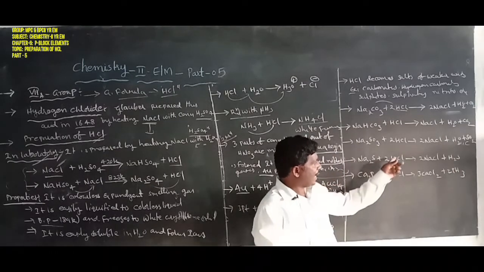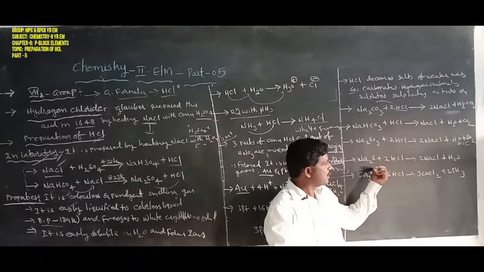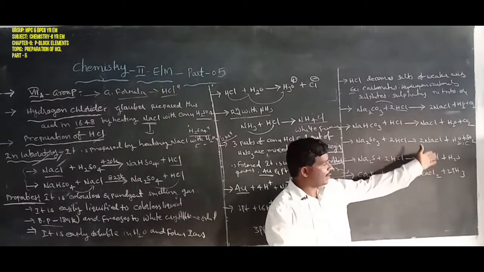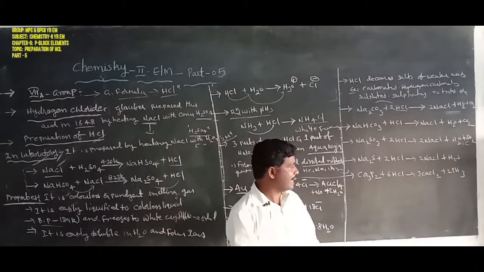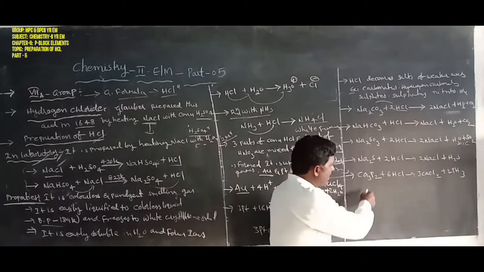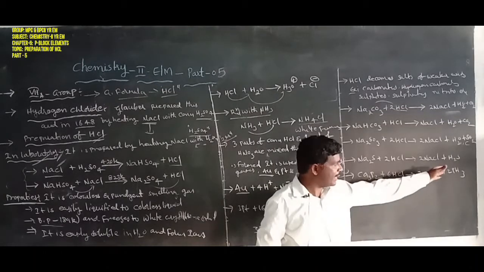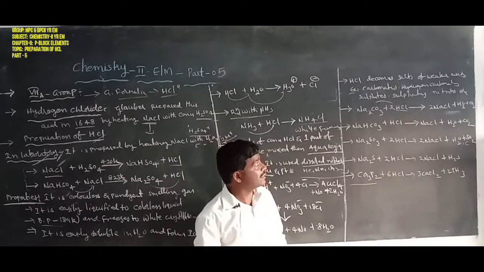Next one, hydrochloric acid decomposes sodium sulfide, Na2S. Na2S is converted to common salt, also known as sodium chloride, and hydrogen sulfide gas. Next, hydrochloric acid decomposes phosphide to phosphine, PH3, a weaker acid.